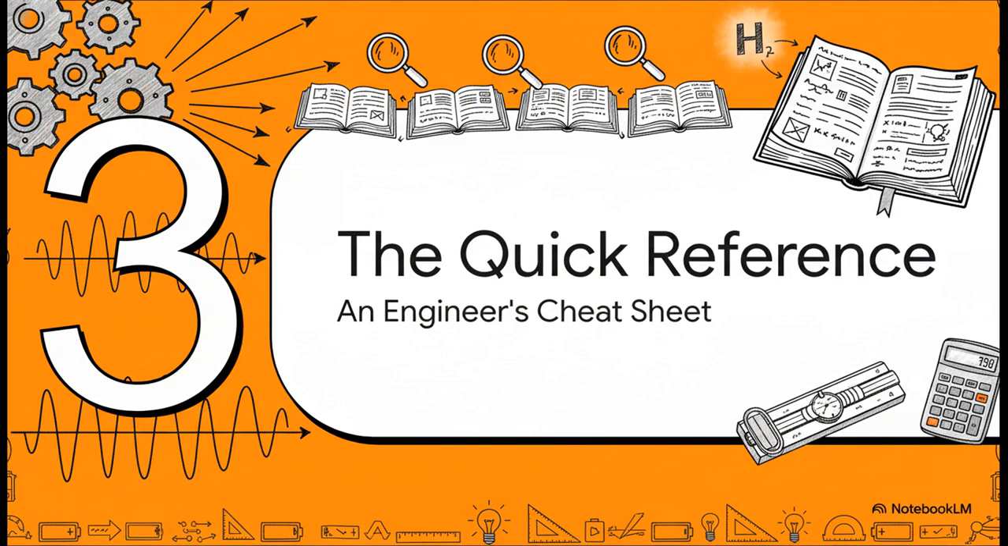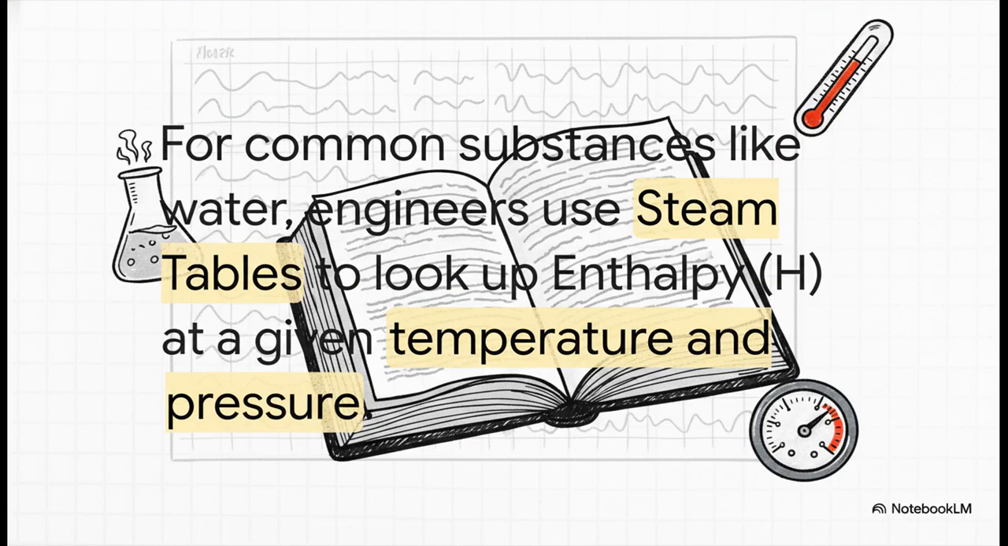Okay, so we know we need to find the value of H, of enthalpy. But how? I mean, do engineers have to calculate this from scratch every single time? Well, thankfully, no. The very first tool they reach for is the reference manual. For super common and really important stuff, especially water, engineers have these amazing resources called steam tables. They are these incredibly detailed charts that literally just tell you the exact enthalpy for water at pretty much any temperature and pressure you can think of. It's a massive shortcut. It's the ultimate cheat sheet, and it saves a ridiculous amount of time.